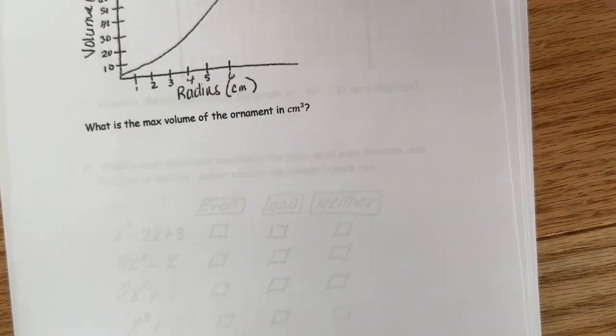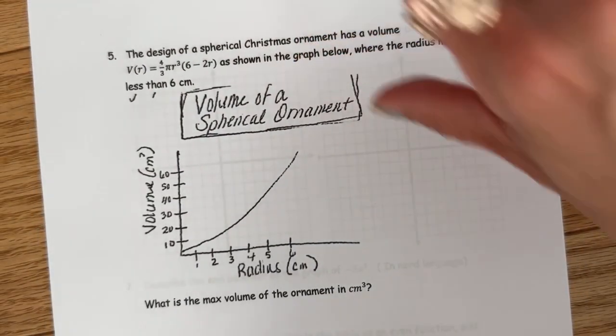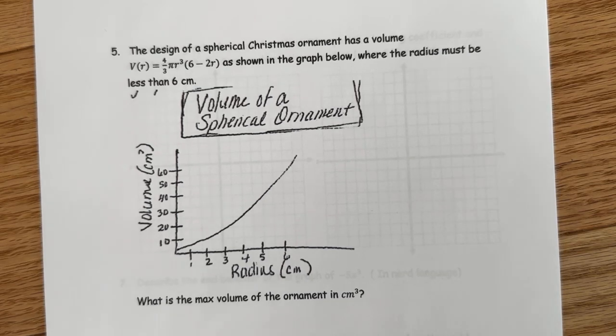Number 5, let me fix my papers here. Number 5 says the design of a spherical Christmas ornament has a volume of V(r) = 4/3 pi r cubed times (6 - 2r), as shown in the graph below, where the radius must be less than 6 centimeters. So here's our graph, the volume of a spherical ornament.